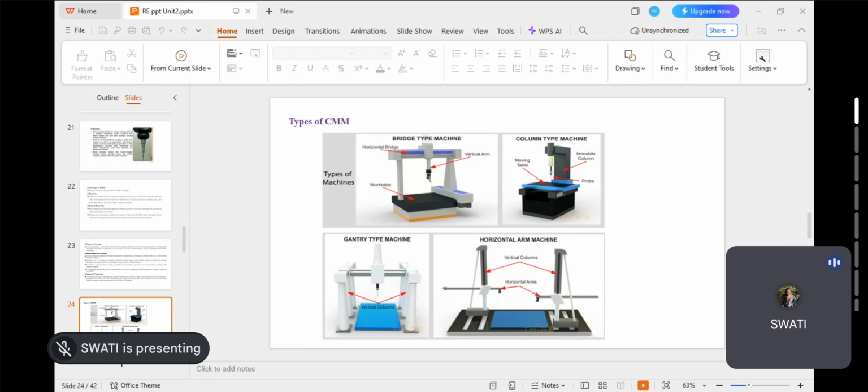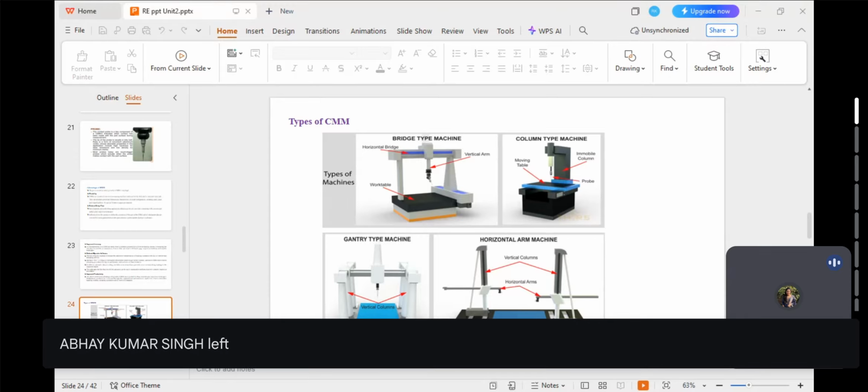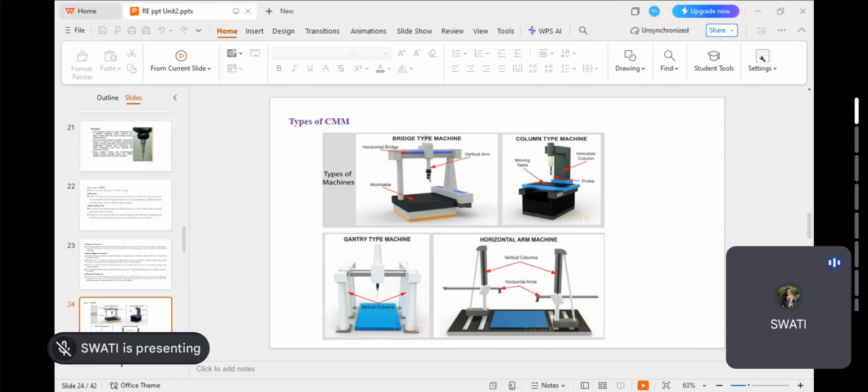Operation means if you want to align the axis, if you want to see whether this particular component is aligned with the XYZ direction properly or not. So the alignment part can be shown by this particular horizontal type of arm. Tramming refers to the accurate mechanical adjustment of an instrument or machine.